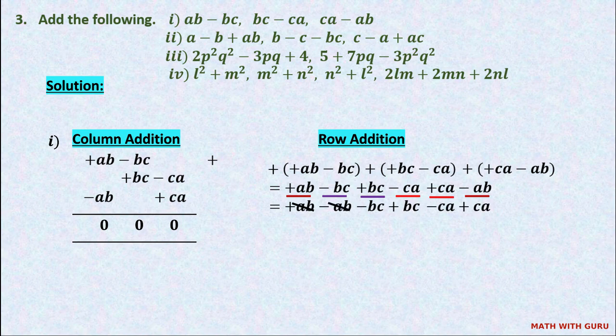When we cancel them out, it does mean that their sum is 0. Minus BC and plus BC get cancelled. These two get cancelled. What remains? Of course, 0.